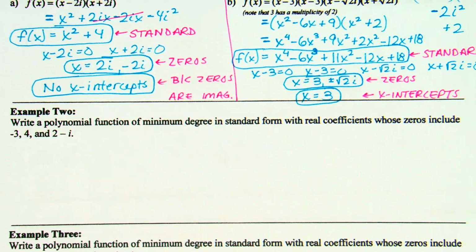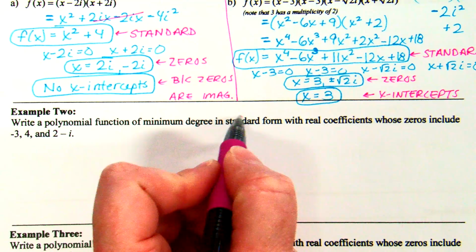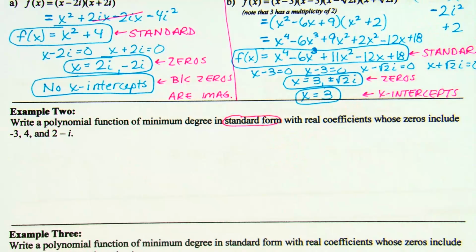As you read this next problem, it should seem familiar. Write a polynomial function of minimum degree in standard form with real coefficients whose zeros include -3, 4, and 2 minus i. We've done this the last 2 lessons, technically.